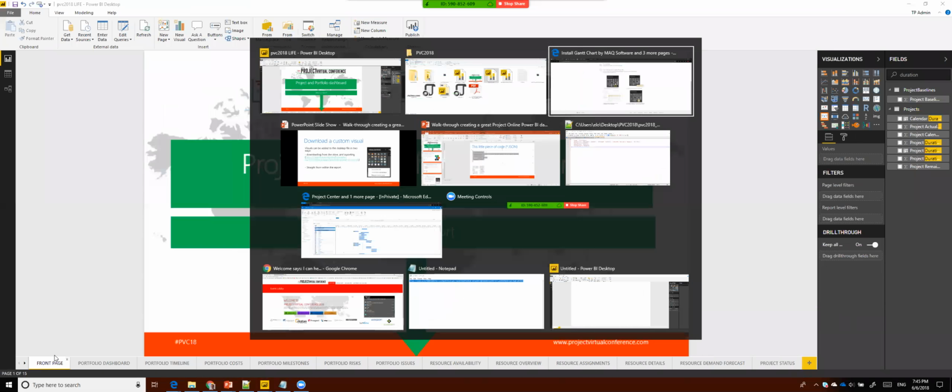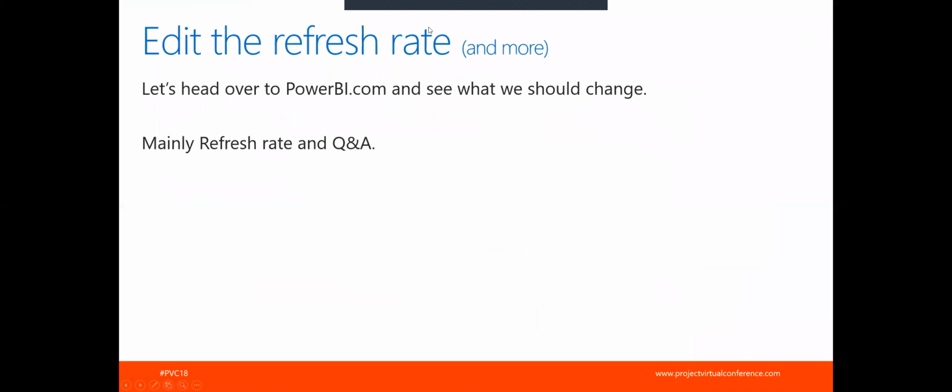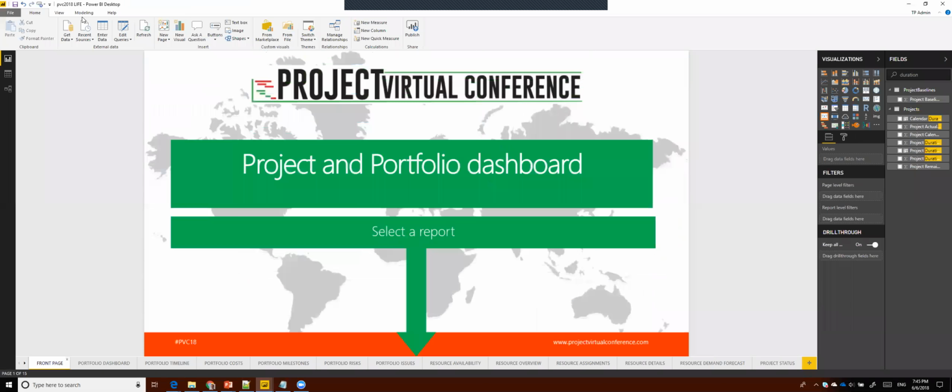I think I have a bit more time, so let's head over to uploading the report. It has some advantages, such as Cortana search and all that stuff. We're going to refresh that data, and it's going to be mainly on refresh rate and Q&A. So speeding this up just a bit, I'm going to navigate to publish to Power BI.